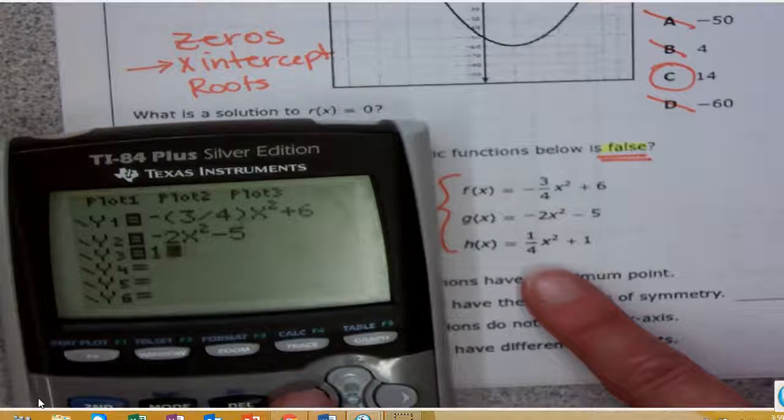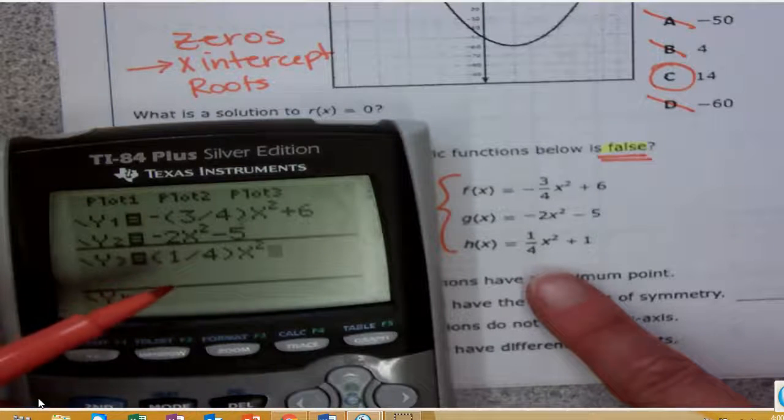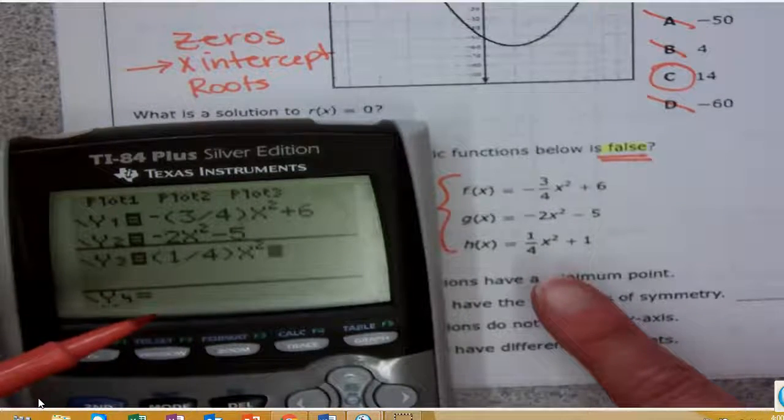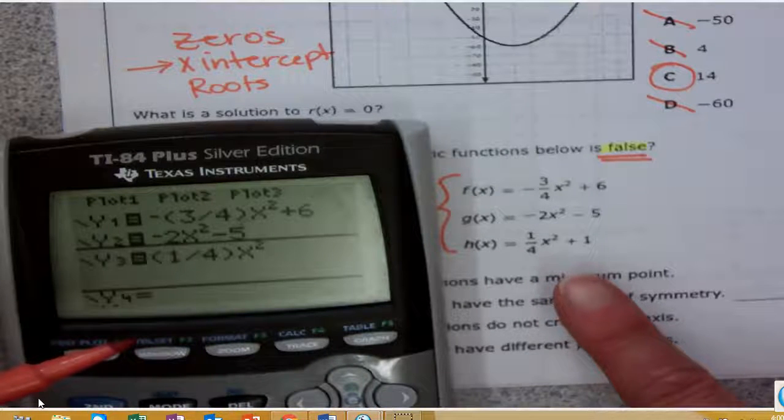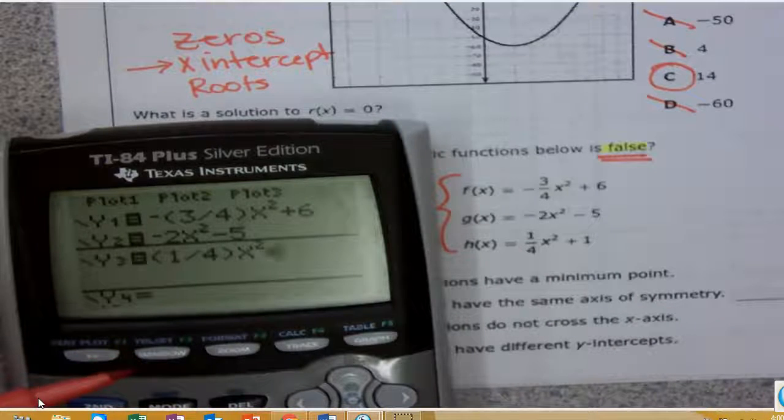Oh, I gotta use my parentheses. Parentheses 1 divided by 4 x squared. The reason why I'm using my parentheses is if I don't use my parentheses, it may think that x is on my denominator. So I need to make sure that the calculator knows I'm talking about 1/4 if I'm using it in fraction form. If I'm putting 0.25 in as my 1/4, that's fine.